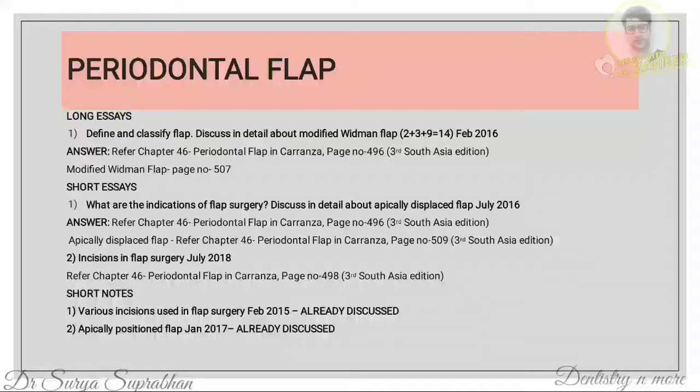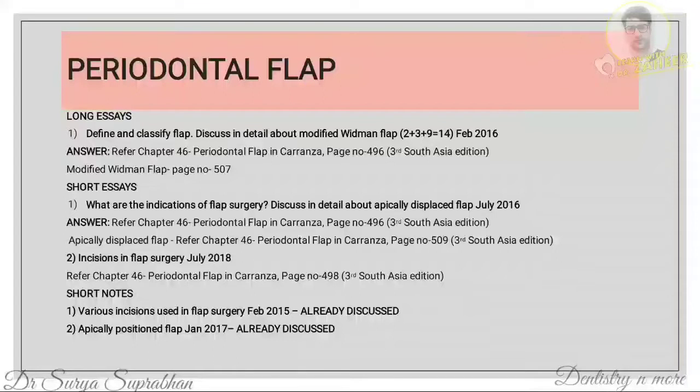That is, the first one is flap exposure after reflection, and then the second classification is based on flap placement after surgery, and the third classification is based on the management of papilla. So all these 3 classifications should be mentioned for this answer. Then coming to modified Widman flap, you have to first tell what is modified Widman flap, give a small introduction about it, and then you have to write the 7 steps involved in modified Widman flap, and a diagram is a must for this question.